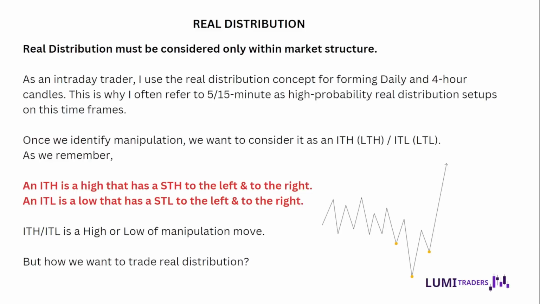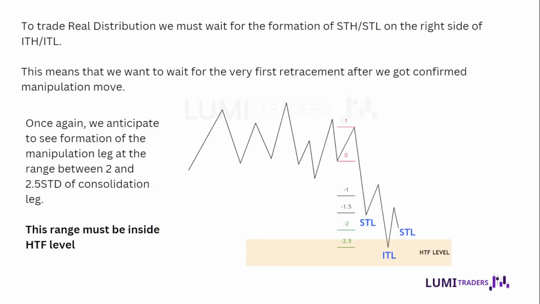But how do we want to trade real distribution? To trade real distribution, we must wait for the formation of a short-term high and short-term low on the right side of the intermediate-term high and intermediate-term low. This slide is important. You can take screenshots or make notes right now. This means that we want to wait for the very first retracement after we got a confirmed manipulation move.